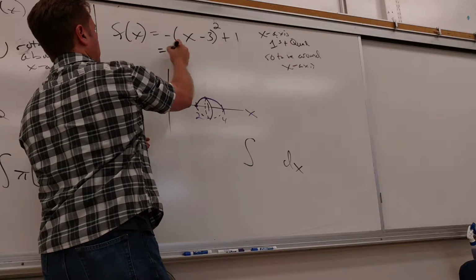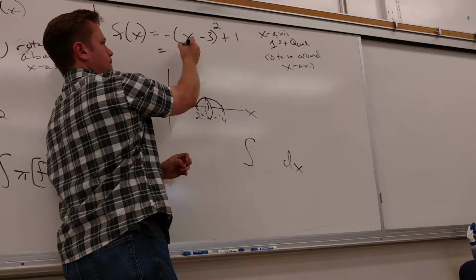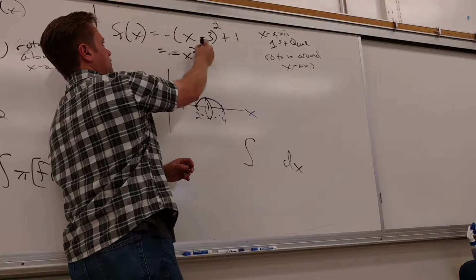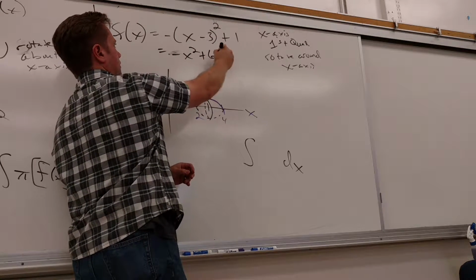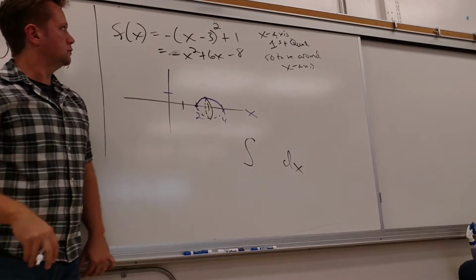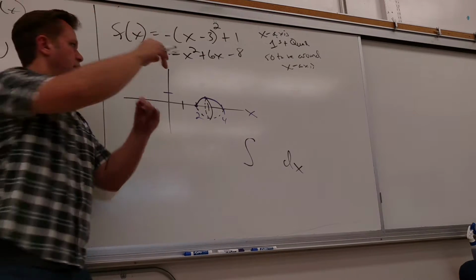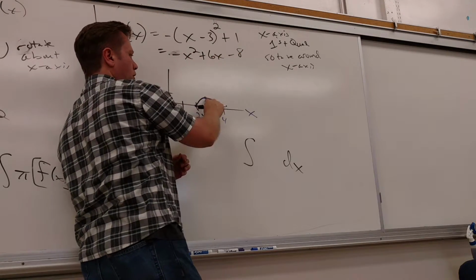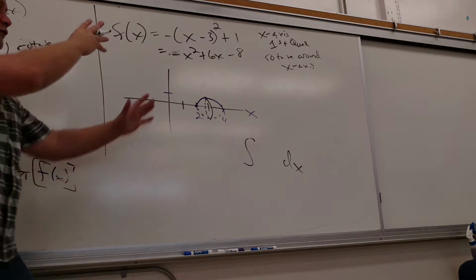So to make this look a little better, when you multiply this out, what do you get? Yeah, so you get negative x squared minus 6x, so plus 6x, minus 9 plus 1, so minus 8. And just to double check, when you plug a 3 in, you get negative 9 plus 18 is 9 minus 8 is 1. Yay, all right. Just make sure we multiply correctly. So that's the function I'm using.